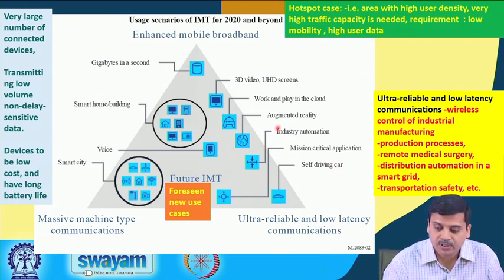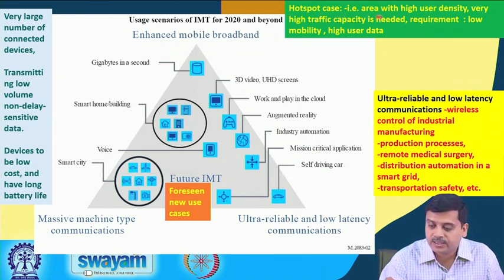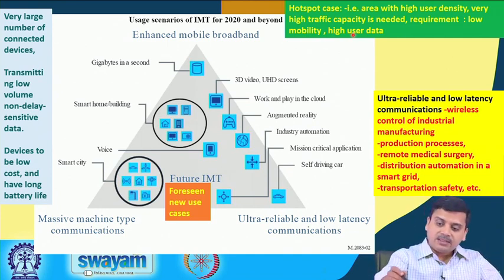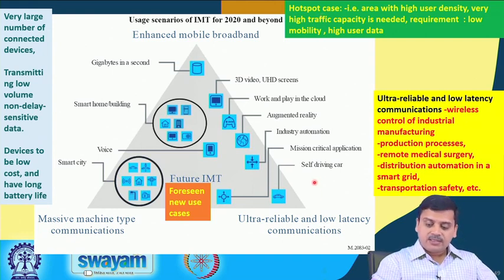So, what we see in the enhanced mobile broadband, in the hotspots case, that is the area with high user density, very high traffic capacity is required, and low mobility with high user data rate. So, that is a classification or description of one of the scenarios, whereas if you look at the ultra reliable low latency situation, applications would be control, industrial control in case of manufacturing, let us say an automated factory, production process, remote medical surgery, distribution automation in a grid, and transportation safety, etc.